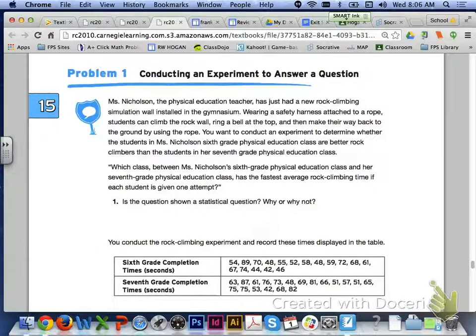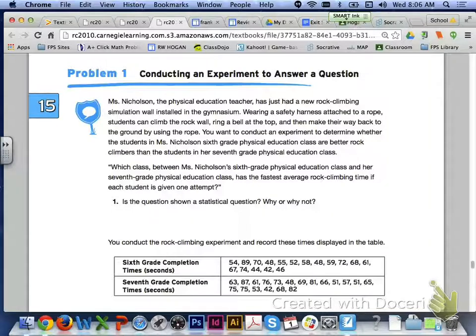Let's take a look at page 1054 and problem number 1. We will be conducting an experiment to answer a question. It says that Miss Nicholson, the Phy-Ed teacher, has just had a new rock climbing simulation wall installed in the gymnasium. Wearing a safety harness attached to a rope, students can climb the rock wall, ring a bell at the top, and then make their way back to the ground by using the rope.